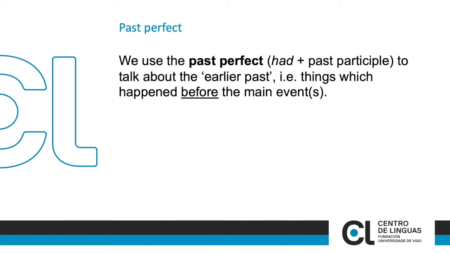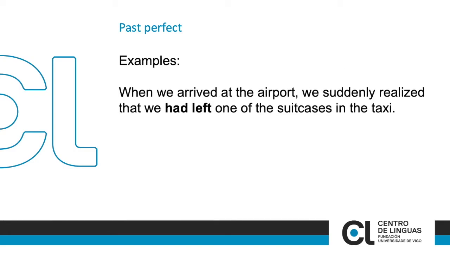We use the past perfect to talk about the earlier past, things that happened before the main events of a story, and we form it using had plus the past participle. Let's look at some examples.